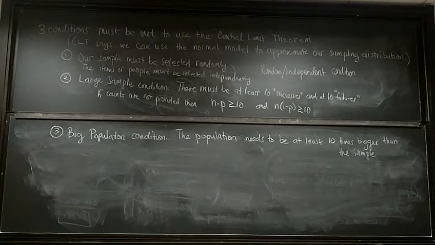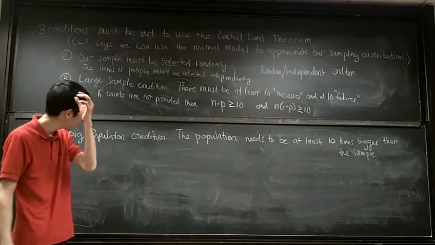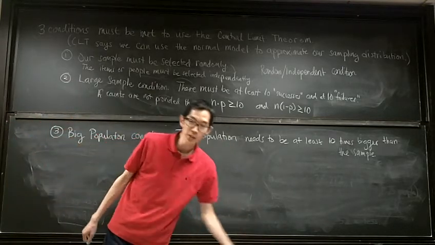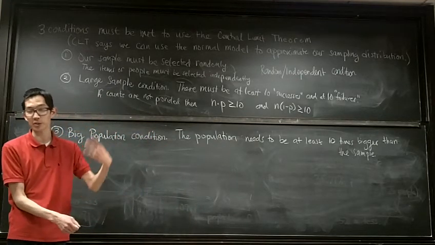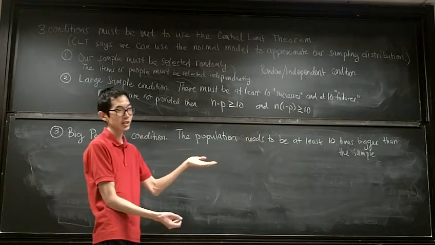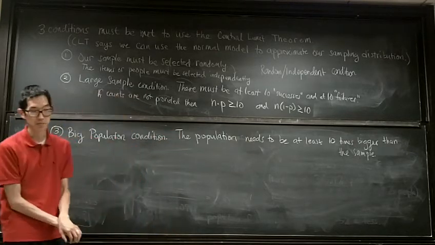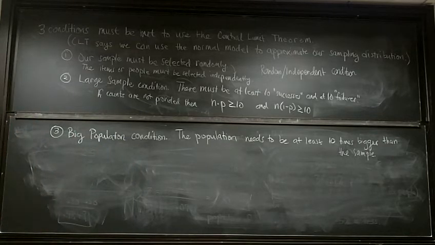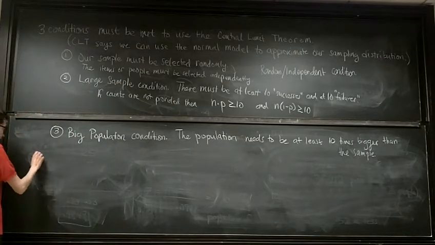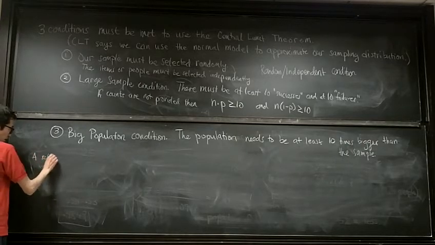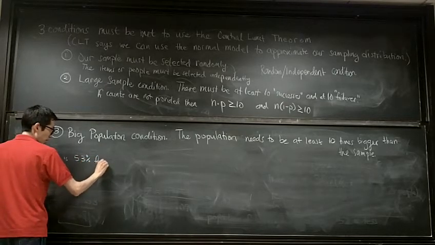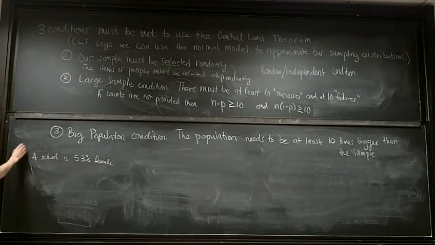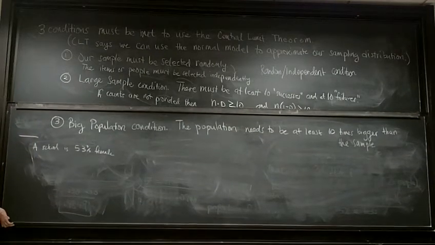So let's see if our conditions are met. We'll try an example problem, and you will have some questions on next week's quiz on these conditions. I'm going to describe a scenario to you, and you have to decide if any of the conditions are violated. Okay, so the example was a school is 53% female. Now this is just an example, and we're going to decide if any conditions are violated.